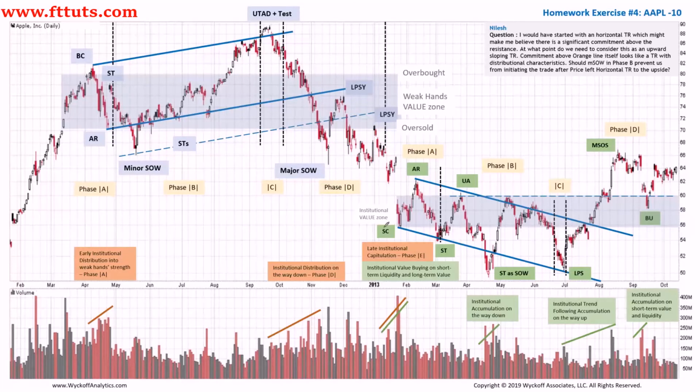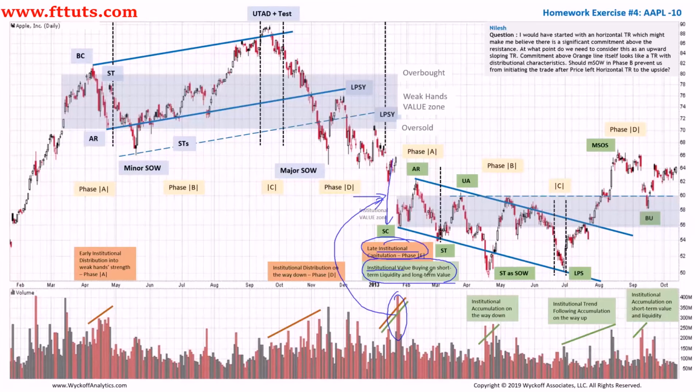And then on the way down, we're seeing that late institutional capitulation, it coincides with the institutional value buying on short-term liquidity and long-term value. So in other words, why is it so confusing? Why are we using institutional in both cases? Well, the drop to the downside suggests in the volume signature that institutions are present. They are sellers at this point of time, or rather, I should say, specific institutions are sellers.